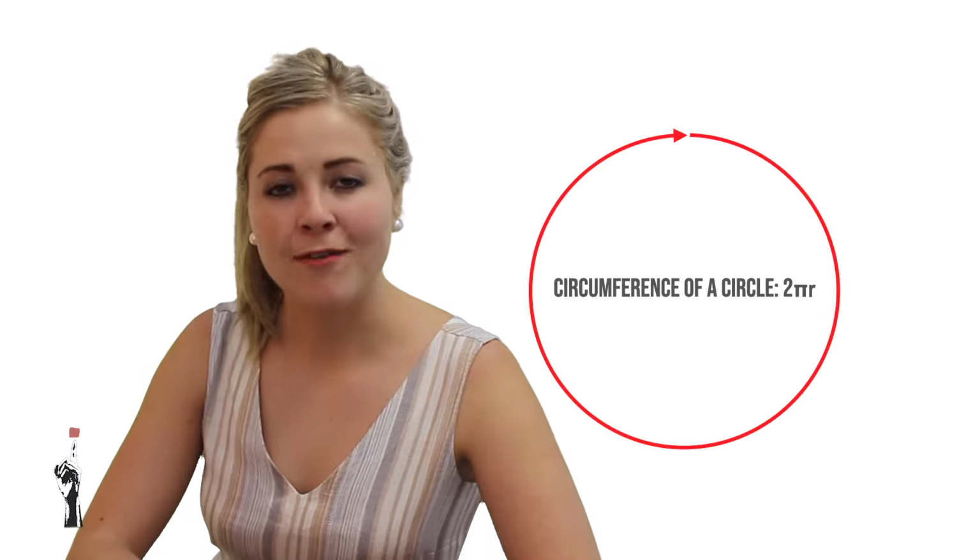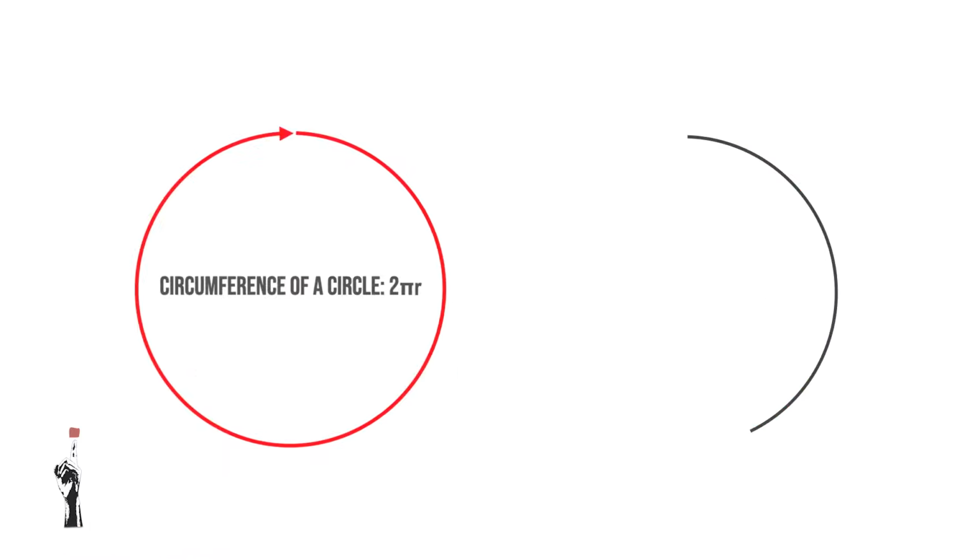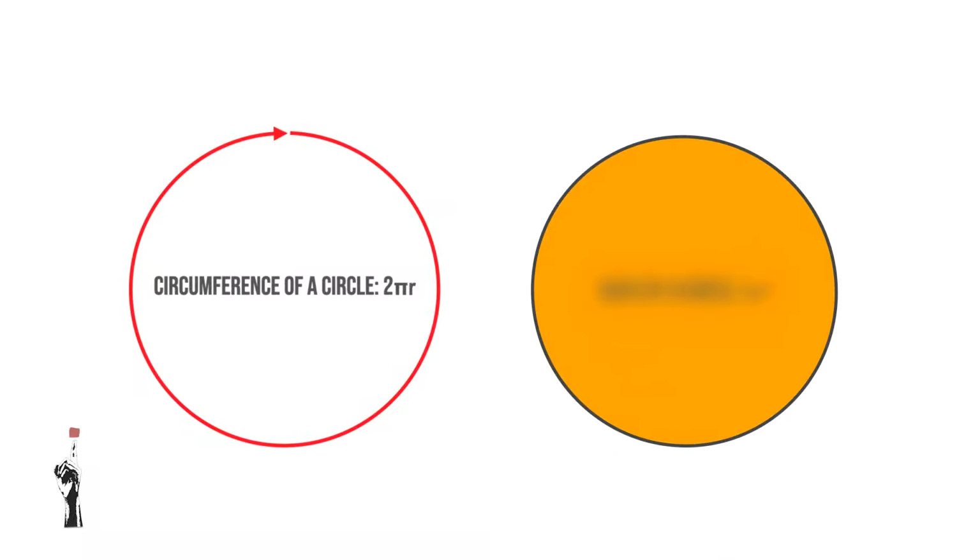We now know how to determine the circumference of a circle. The formula is 2 pi r. To determine the area of a circle, we say pi times r squared.